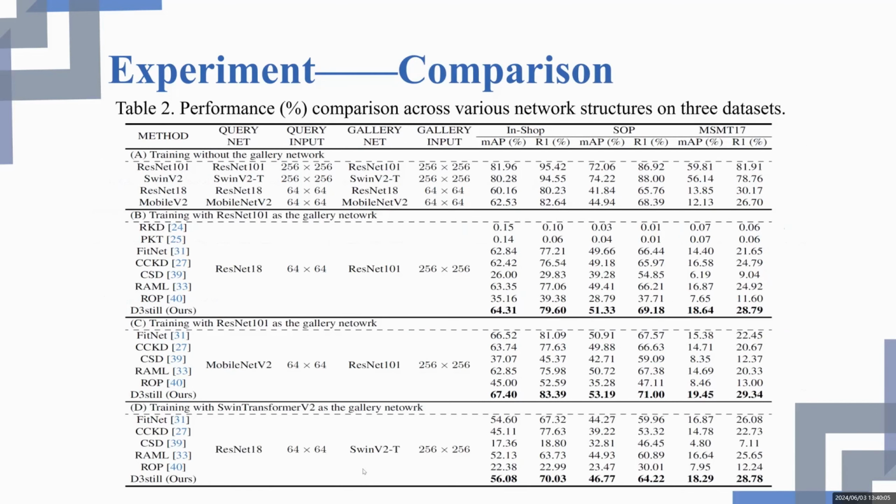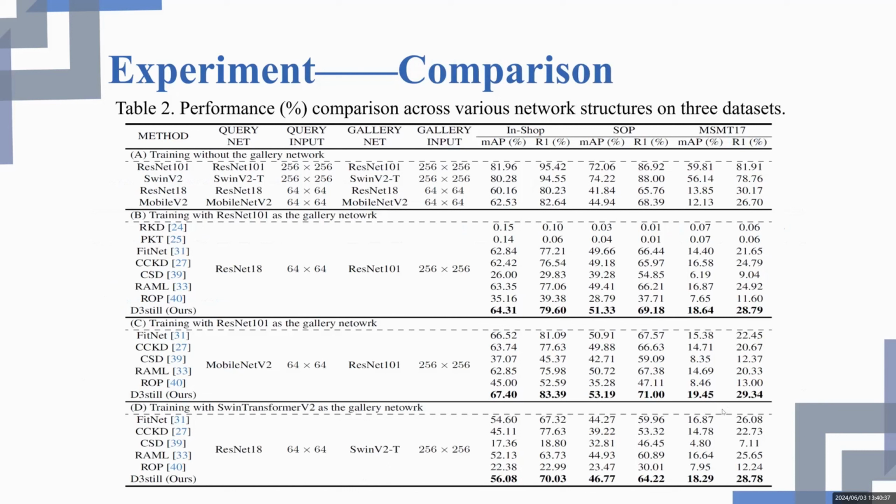From Table 2, we can find that pure relationship distillation methods, i.e., RKD and PKT, that perform well in symmetric image retrieval cannot improve the performance of the query network in asymmetric image retrieval. This limitation arises from these methods only transferring relationship knowledge while neglecting feature knowledge, resulting in a misalignment of feature representation spaces between the two networks. Moreover, D3still significantly outperforms these distillation works, i.e., CSD and RAML, that transfer pairwise similarity knowledge.